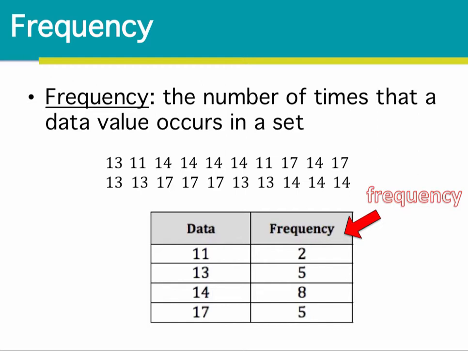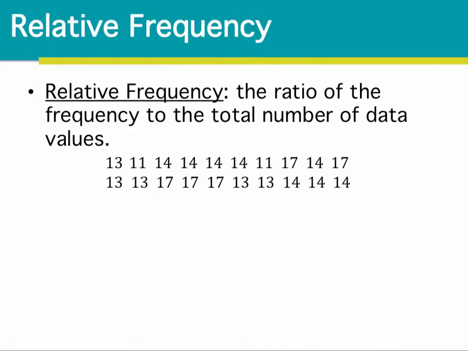So this first line says that the data value 11 shows up twice in the data set. And the second row says that the data value 13 shows up 5 times. This is what frequency is, the number of times a value occurs.